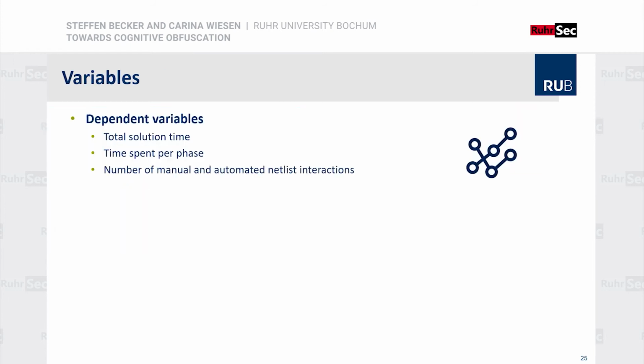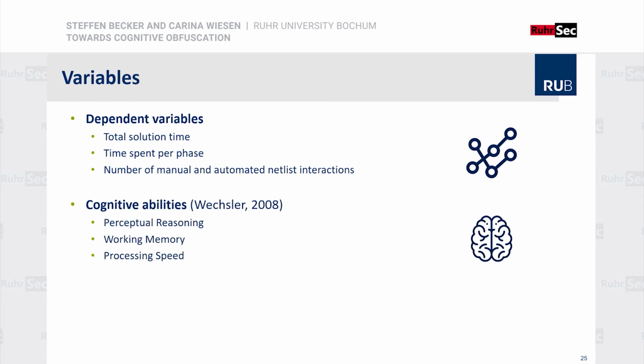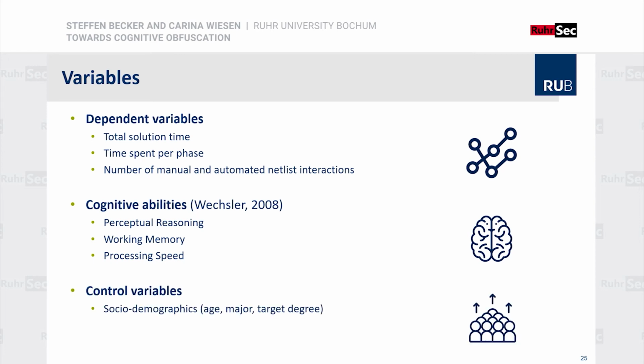During the study, we collected several variables. As dependent variables, we measured total solution time, time spent per phase, and the number of manual and automated netlist interactions. Those dependent variables were extracted from automatically recorded log files from working with our hardware reverse engineering tool HAL. Furthermore, we collected cognitive abilities with 3 tests, including perceptual reasoning, working memory, and processing speed. And we collected control variables like age, the major or the target degree.